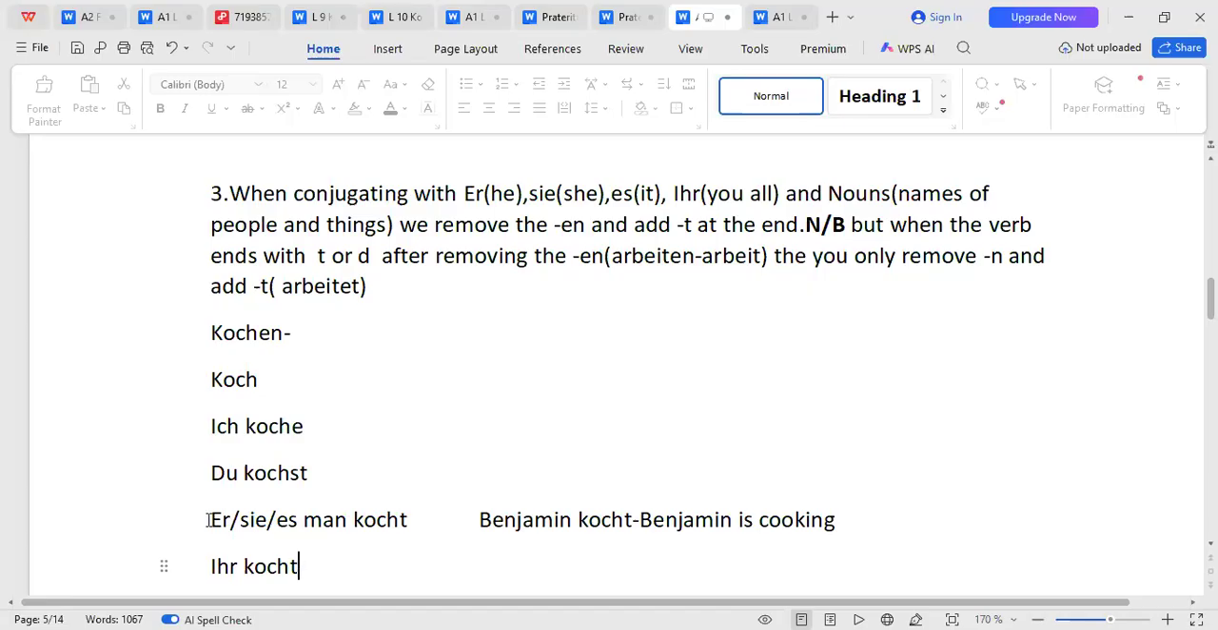What you've done with the er, sie, es, man, that is what you do here with the ihr. They remain the same. Ihr kocht. The rules are the same. With ihr, you also add a T at the end. Ich koche, du kochst, sie, es, man kocht, ihr kocht. And you know, er is he, sie is she, es is it, and man is the names of people, and so on, students.